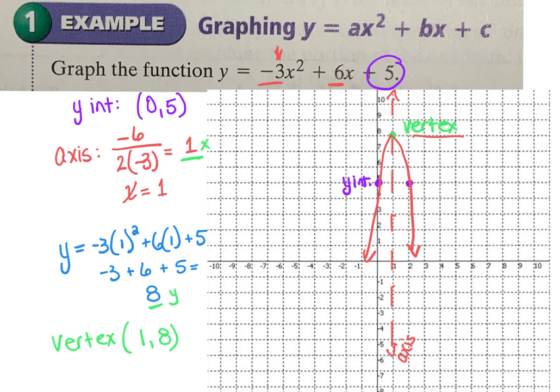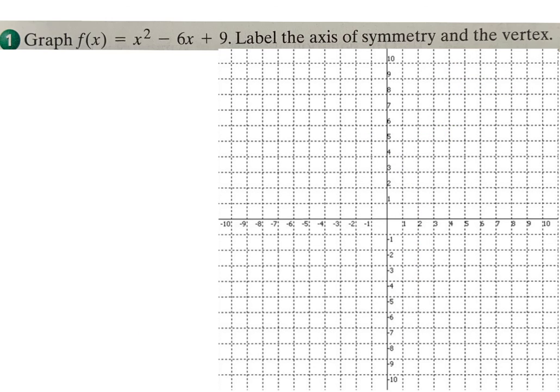All right, so look at the bottom of page 518. It wants you to graph x squared minus 6x plus 9, all right? So for this, I want you to find the y-intercept. I want you to find the axis of symmetry and the vertex. Put all of those on your graph and then sketch the graph of the function. All right, so they've given us the graph f of x equals x squared minus 6x plus 9. So we want to find our y-intercept.